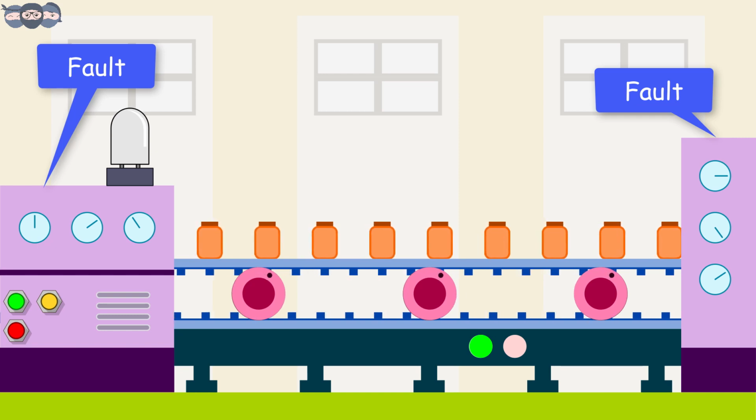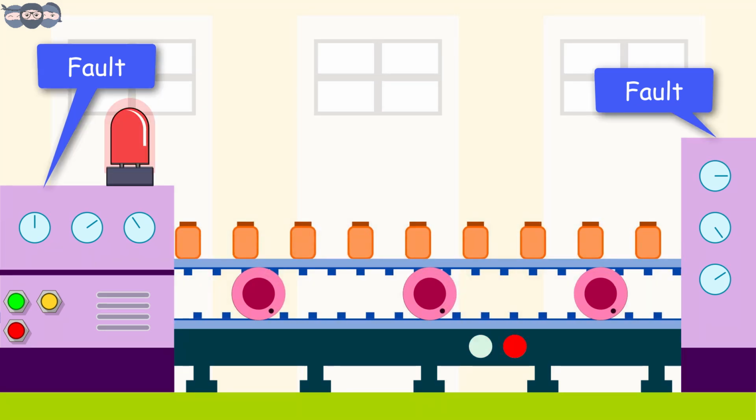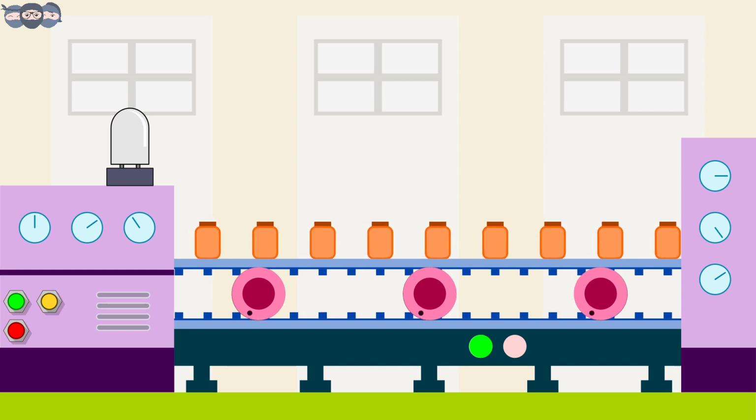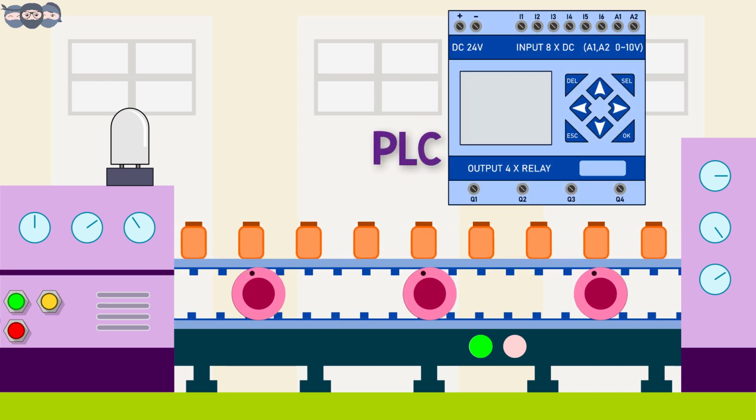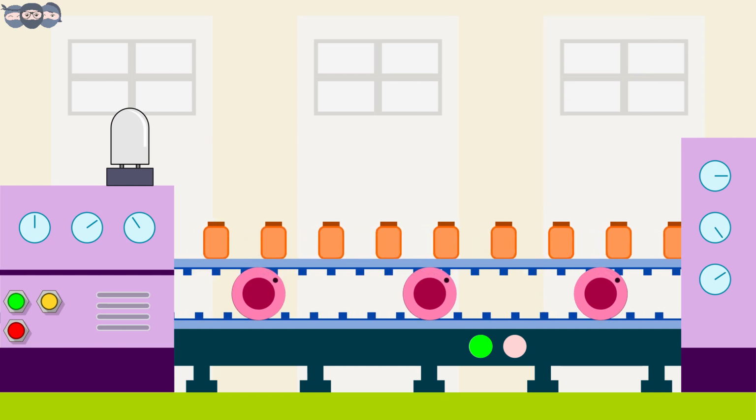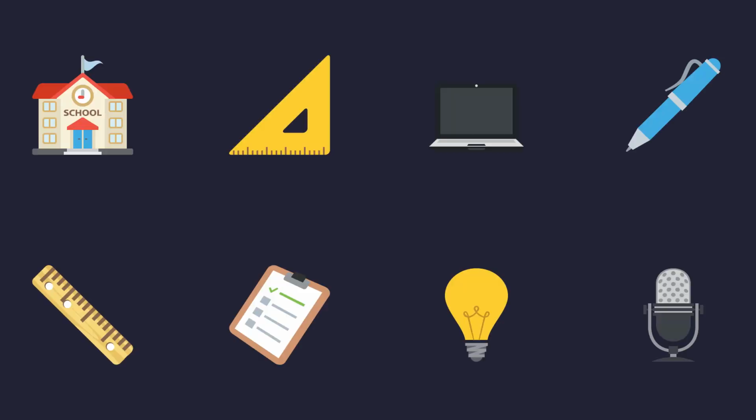If any of the two machines stops due to any reason, the alarm should go high and the conveyor belt should also stop. We will be trying to implement this logic using PLC in this video. So, stay tuned until the end of the video to understand how to implement this logic.